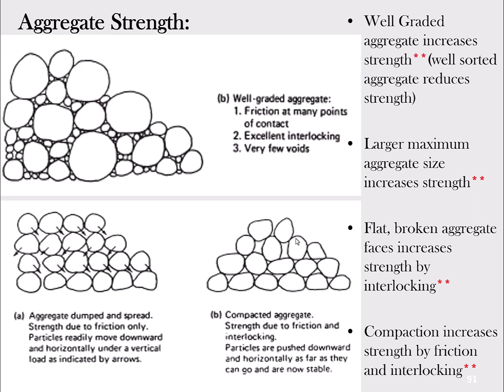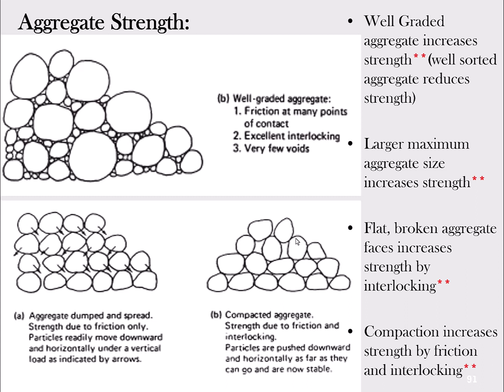So the first one, well-graded aggregate increases the strength of the aggregate. So well-sorted reduces the strength. So well-graded, you're going to have more strength, structural strength, because you've got more surface area to connect all these particles from large, medium, and small particles.